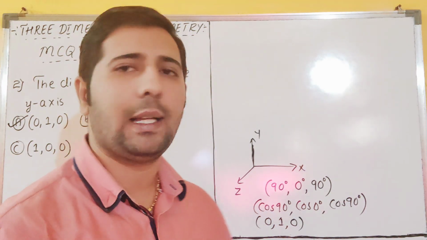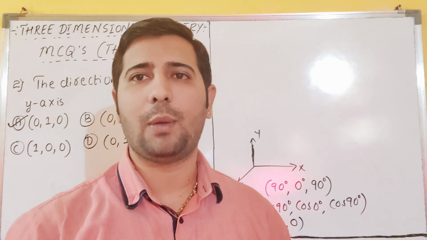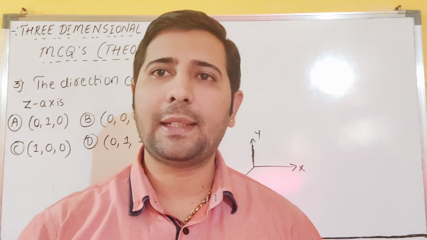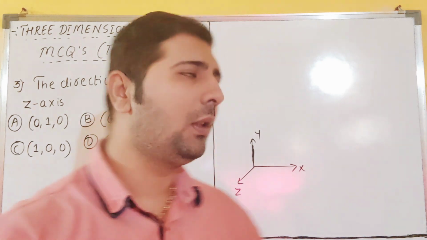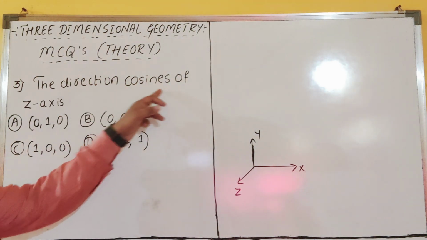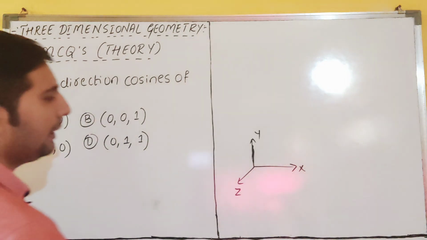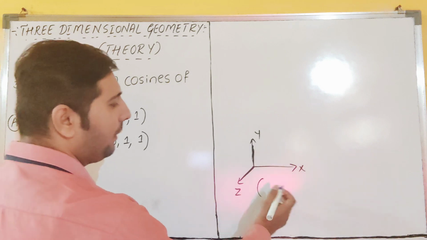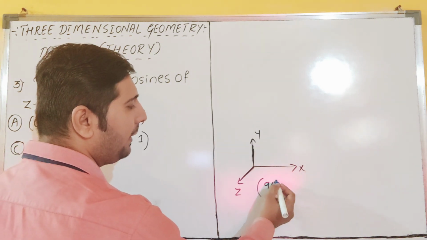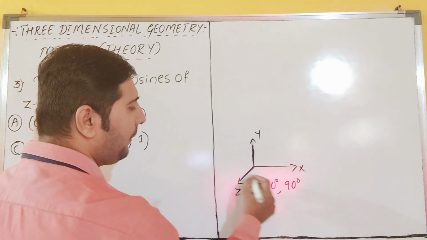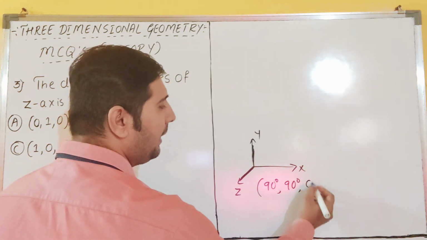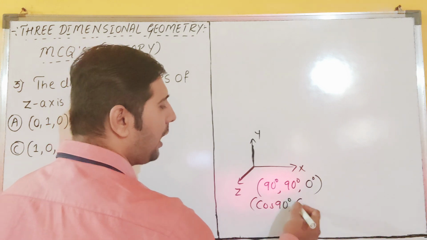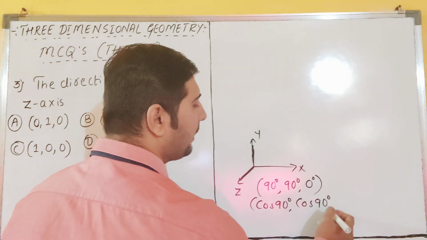So similarly, we will see one more question, dear students. Please copy this one. A similar question. The direction cosines on the z-axis is what? Now the line is on the z-axis. And for the others, for x it is 90 degree, for y it is 90 degree. For z, how much is it making? 0 degree, dear students. Then cos 90, cos 90, cos 0.